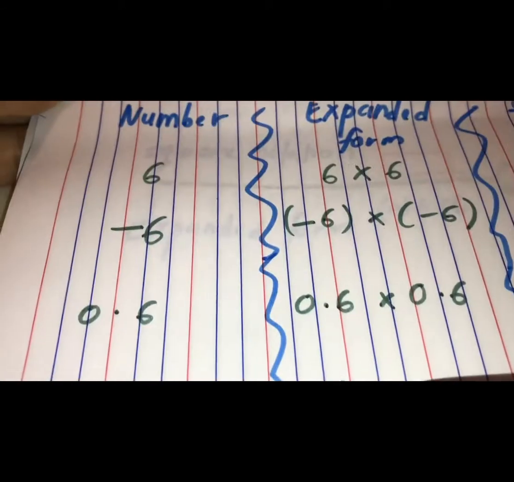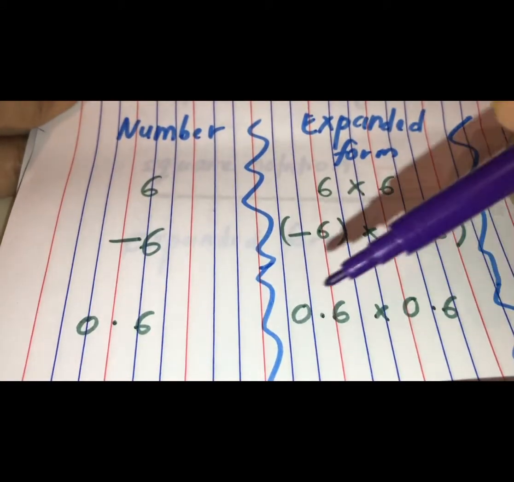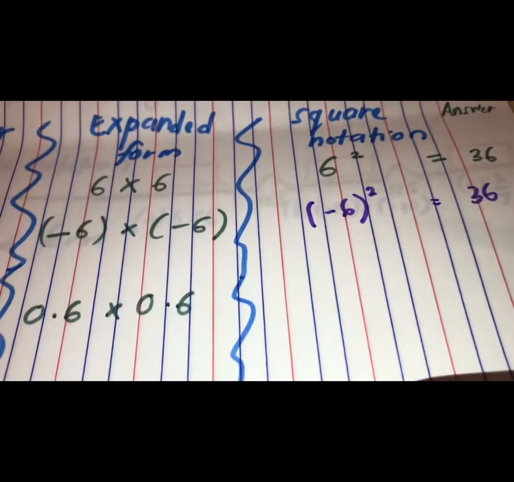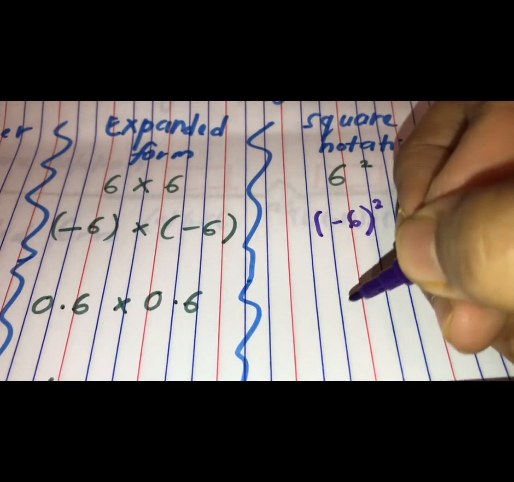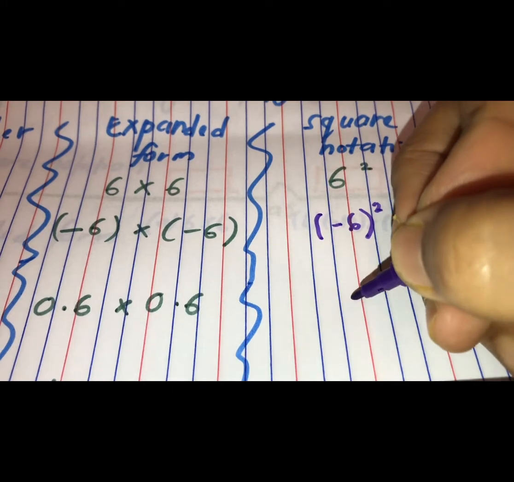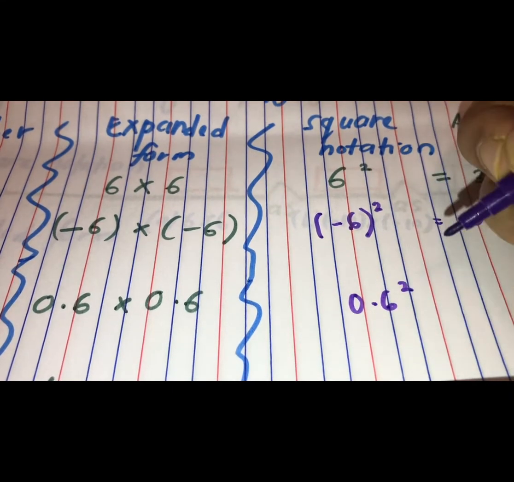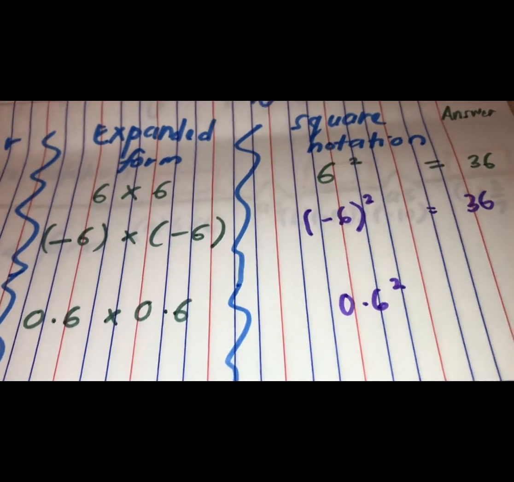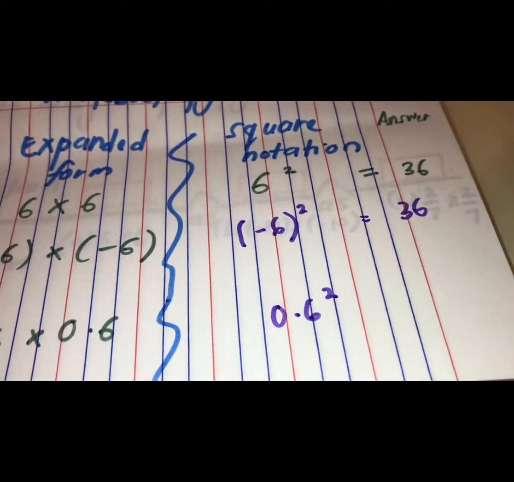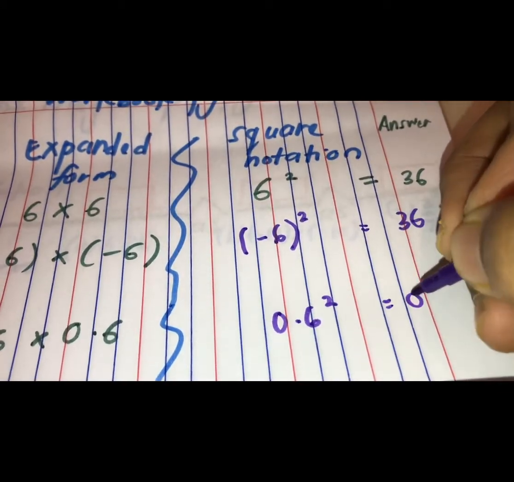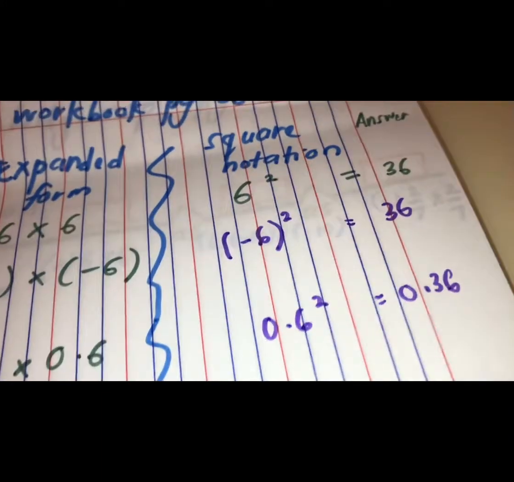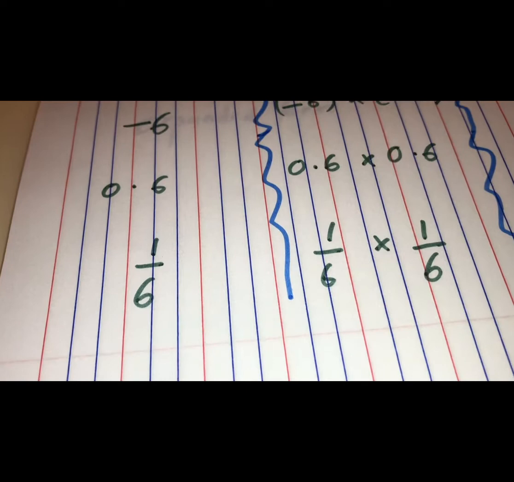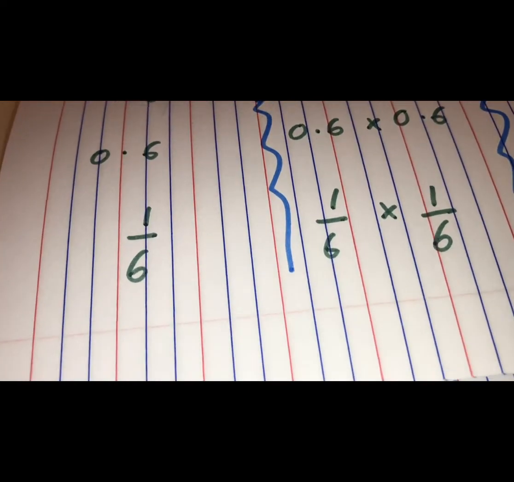And then 0.6, expanded form, 0.6 times 0.6. In square notation, 0.6 square. 0.6 times 0.6, you will get 0.36, right? And then if fraction, 1/6, that is fraction form.